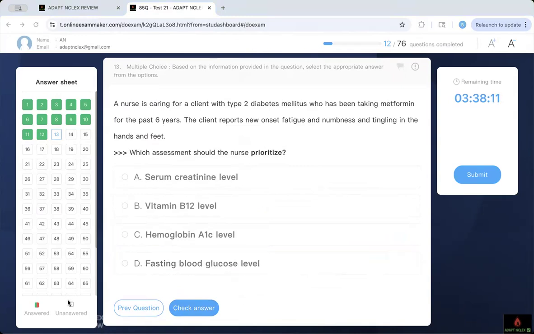What do you think? And this is caring for a client with type 2 diabetes who has been taking metformin for the past 6 years. The client reports new onset fatigue and numbness and tingling in the hands and feet. Which assessment should the nurse prioritize? Serum creatinine level, vitamin B12, hemoglobin A1C, fasting blood glucose level.